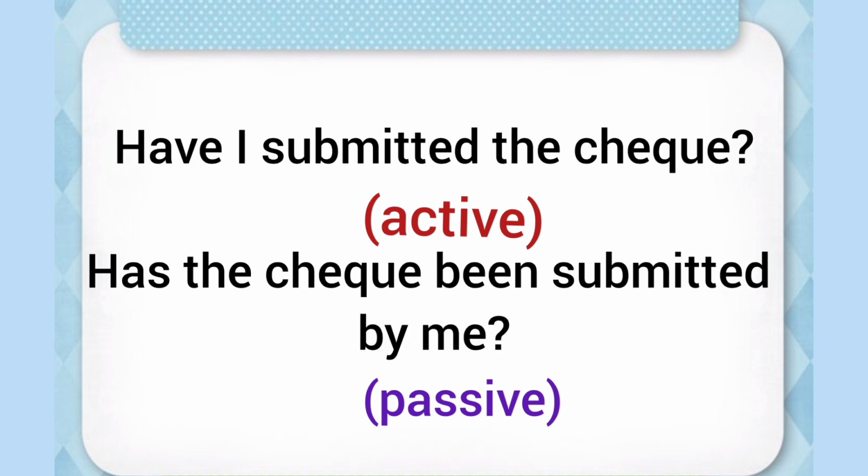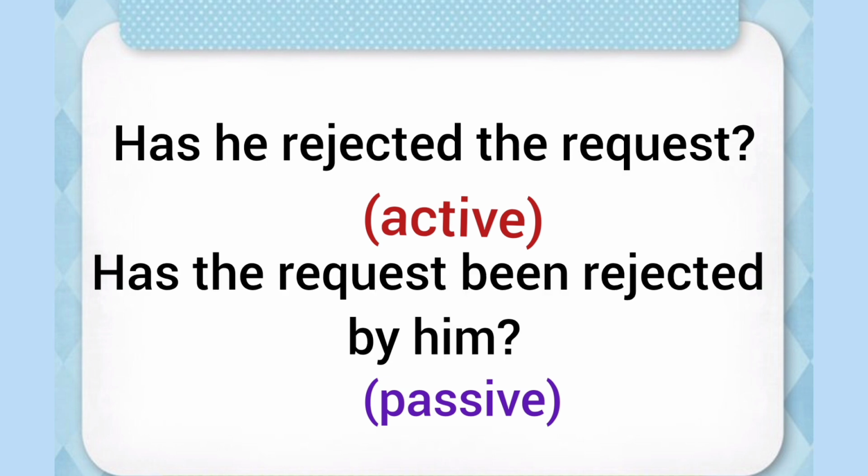Have I submitted the check? Has the check been submitted by me? Has he rejected the request? Has is used as interrogative word here. He is subject. Rejected is transitive verb. The request is your direct object, receiver of the action. Has the request been rejected by him?